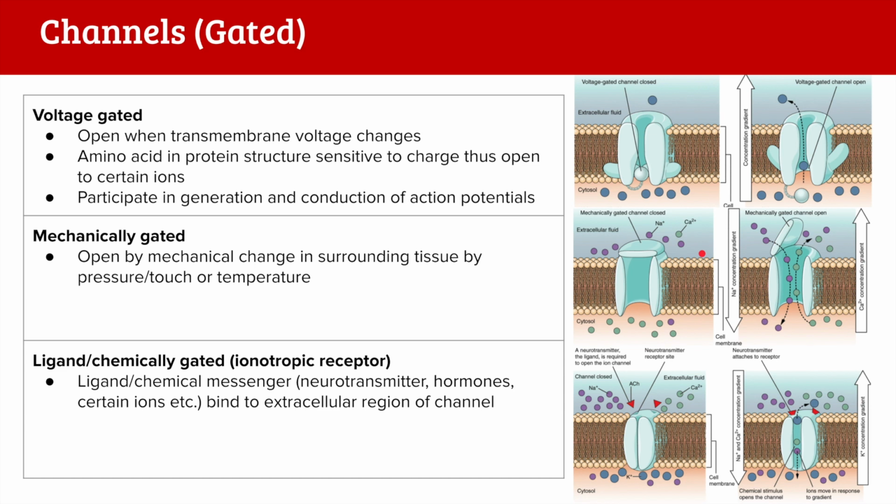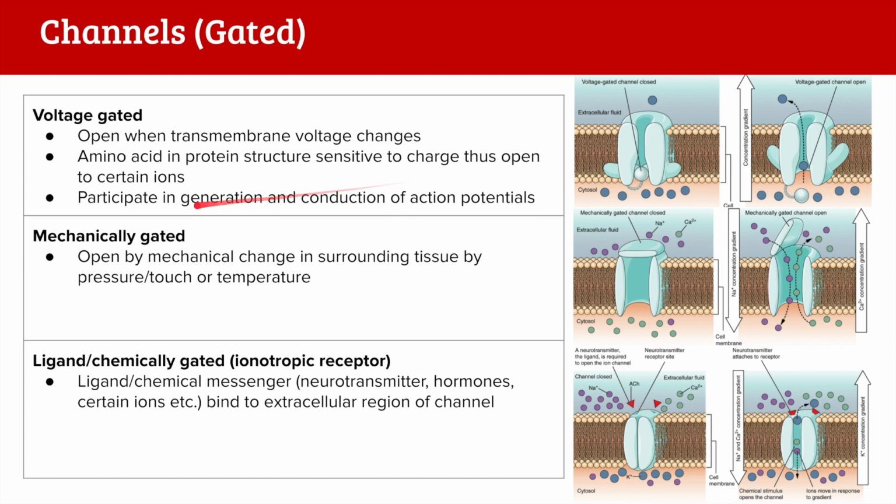Now we're going to look at gated ones. These are ones where opening or closing is controlled, and there are 3 different types. The first kind is voltage gated. This means they open when the transmembrane voltage changes, so the charge of the inside relative to the outside changes. This is because the amino acids in the protein are sensitive to charge. They participate in the generation and conduction of action potentials. You'll see that they have a little plug that blocks the channel when it closes or opens.